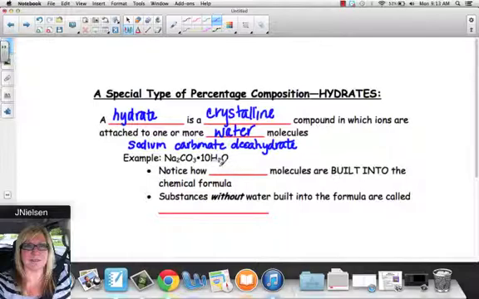Notice how water molecules are built into the chemical formula. Substances without water built into the formula are called anhydrates. And that's due to that prefix an. Hydrate is with water, anhydrate is without water. So we're going to be working with hydrates in this lesson.